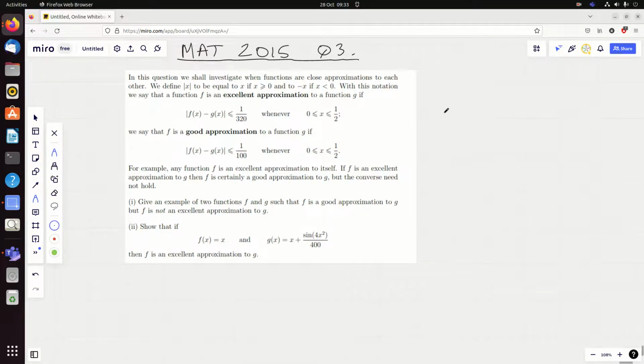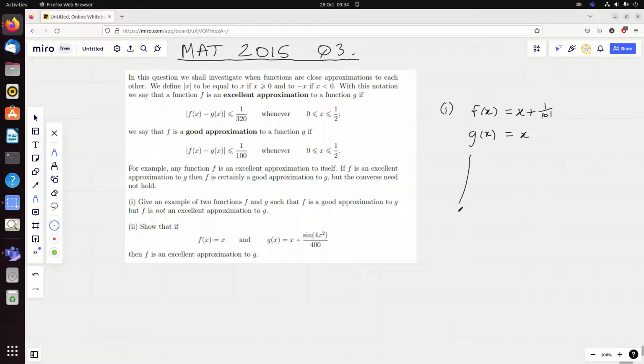But yeah, the first two parts are really quite straightforward. Give an example of two functions f and g such that f is a good approximation to g, but f is not an excellent approximation to g. Well, the one I came up with, and I'm sure we all got different ones here because you literally can do anything, I just thought, if f of x is x plus 1 over 101, then if I make g of x, f of x is always 1 over 101. That's the difference between f of x and g of x.